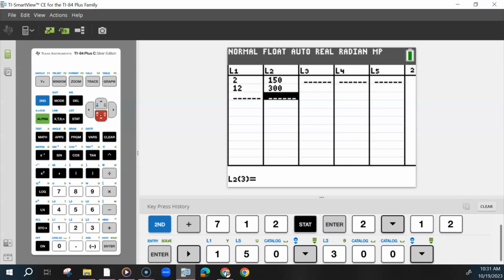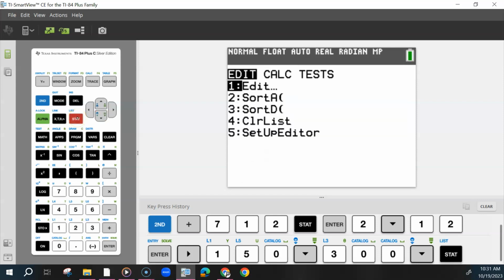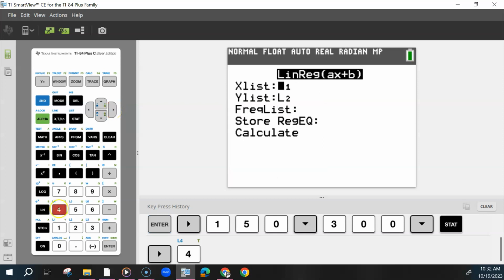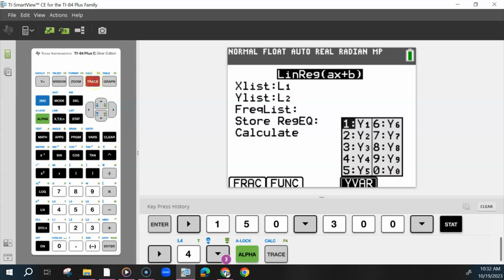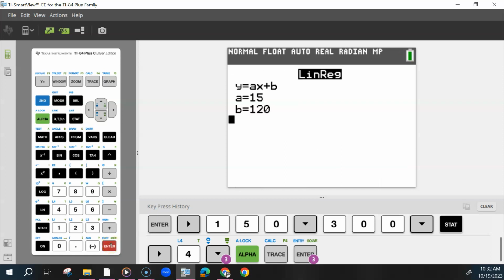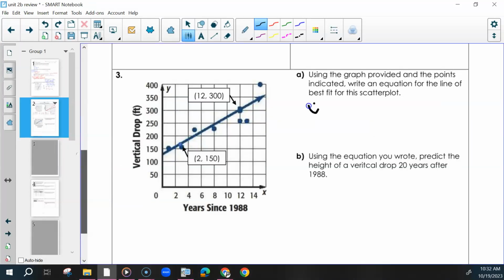Once you have those numbers in, go back to Stat, scroll over to Calculate, number 4, linear regression, ax plus b, scroll down to Store Regression Equation, and hit Alpha Trace, and then enter 3 times. So this would be our equation, y equals 15x plus 120. Remember that if there are decimals, write at least 3 of them, rounding the last one. If there aren't decimals, don't put decimals.